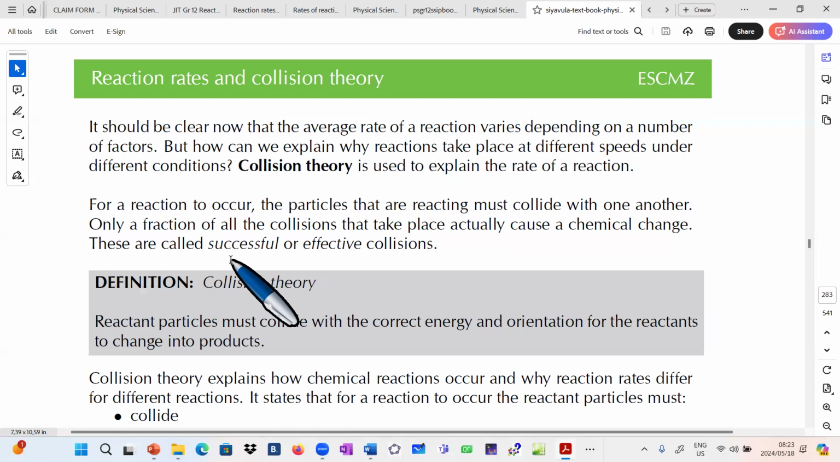So we then continue. Let us give a definition. The next definition is, what is collision theory? What is the meaning of collision theory? Reactant particles must collide with the correct energy. Okay, we'll continue.